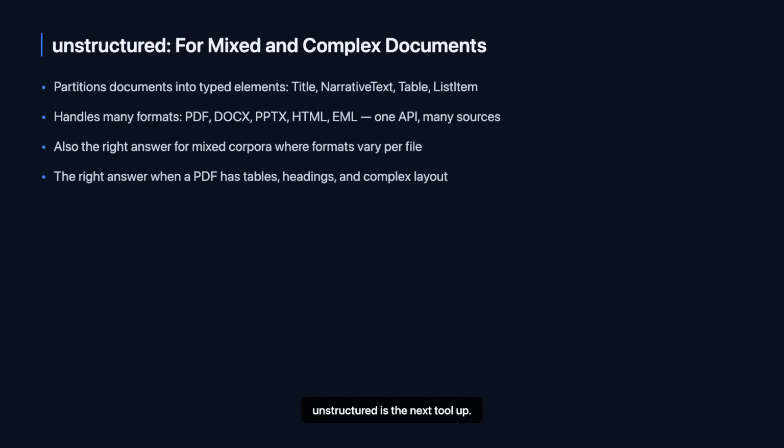Unstructured is the next tool up. Instead of returning a wall of text, it partitions the document into typed elements. A title is labeled as a title, a paragraph is labeled as narrative text, a table is labeled as a table, and it handles a wide range of file formats through one API, including PDF, docx, PPTX, HTML, and email files. It is also the right answer when your corpus is mixed, when some files are PDFs, some are Word documents, and you want one library handling all of them. And it is the right answer when a PDF has tables, headings, and complex layout that you want preserved.